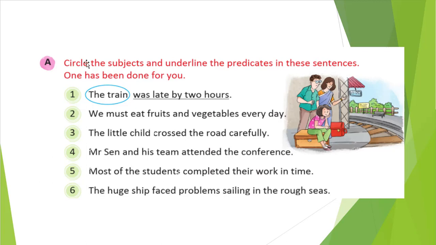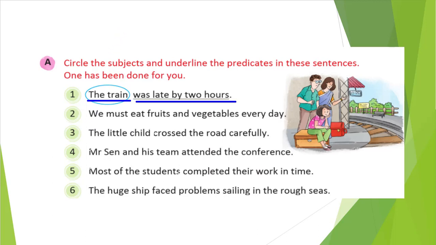It says to us to circle the subject and underline the predicates in the sentences. So one is done for us. You can see the first one: the train was late by 2 hours. Who is late? That is the train. So the train is our subject. Ask the question to the sentence: who? So that is the train, our subject, and the remaining part, was late by 2 hours, will be our predicate.